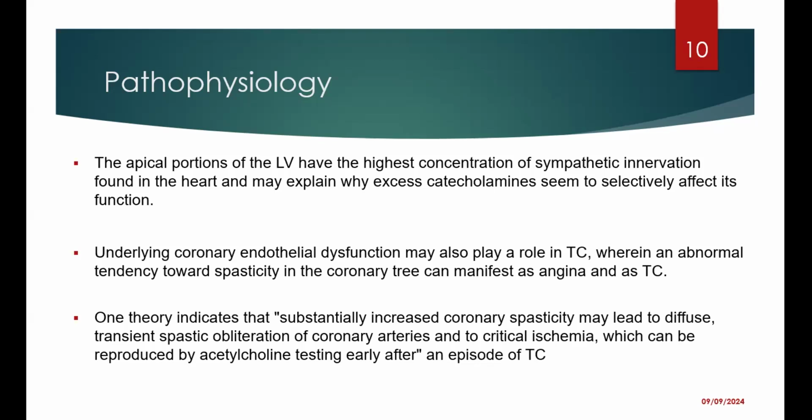The apical portion of the LV has the highest concentration of sympathetic innervation found in the heart, and this may explain why excess catecholamine seems to selectively affect the function of the LV apex. An underlying coronary endothelial dysfunction may also play a role in Takotsubo, wherein an abnormal tendency towards spasticity in the coronary tree can manifest as angina and as Takotsubo cardiomyopathy.